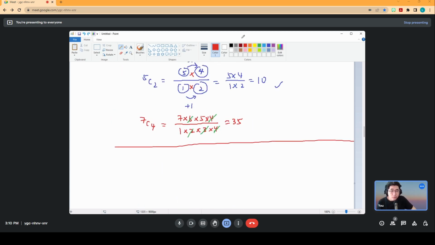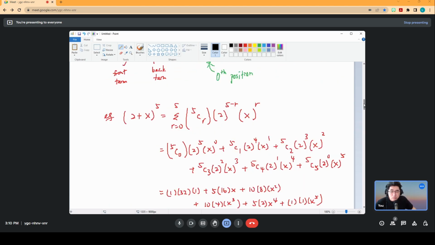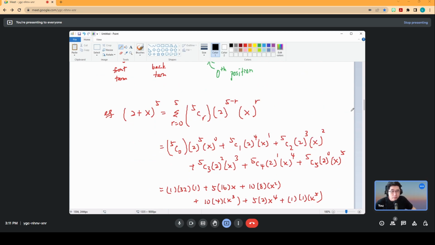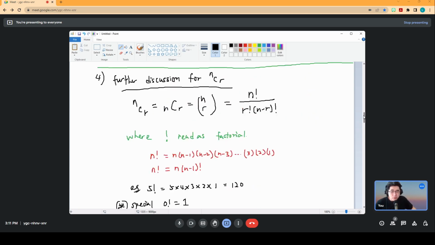Therefore from here, number 5, you have types of exam questions. We can discuss the types of exam questions bit by bit. A, maybe the question asks you to do full expansion. That means just like how we did earlier, the (2 + x) power 5, we write out everything. This is called a full expansion.